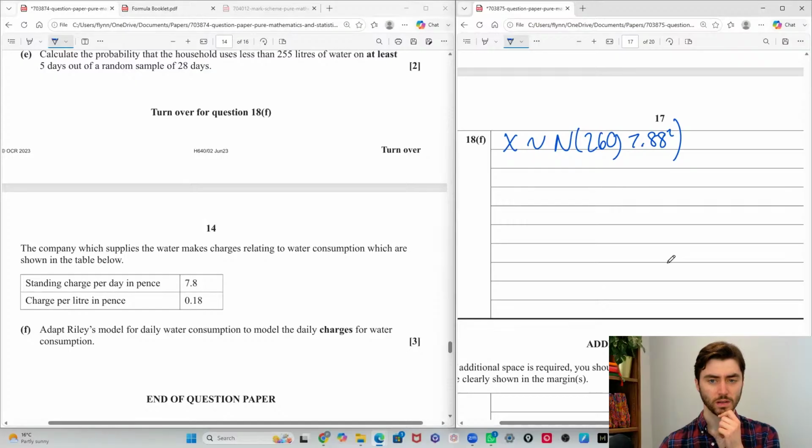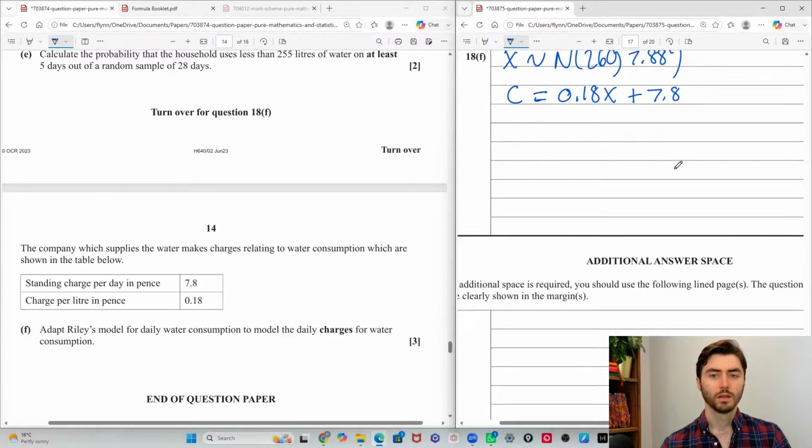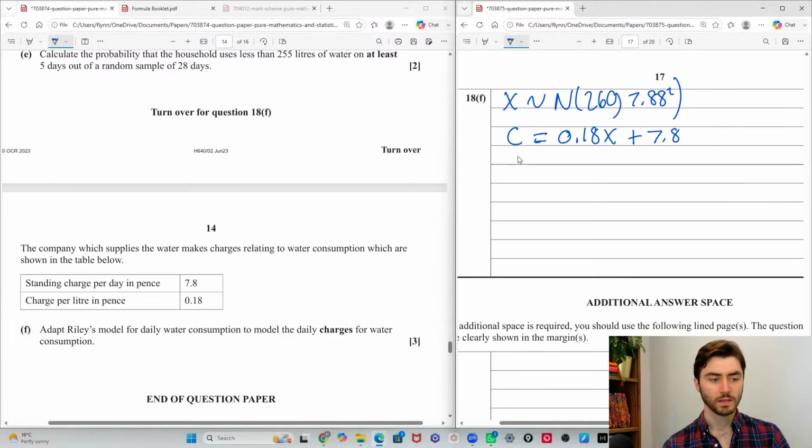So now, well, now this is just coding, right? So let's say that the charges, so the charge is 0.18 times X, the amount consumed, plus 7.8. So therefore, we know that the mean of C is 0.18 times 260 plus 7.8. So this is coding, in other words. And you get 54.6 pence is your mean.